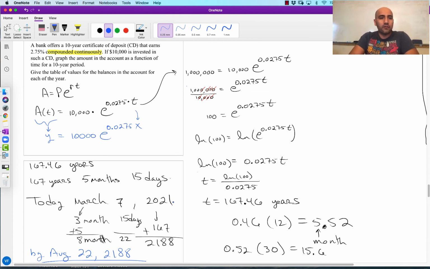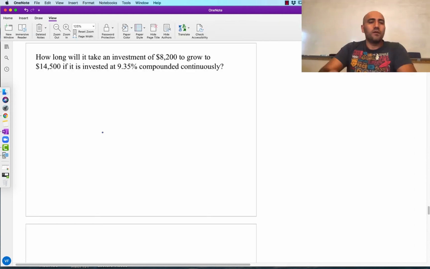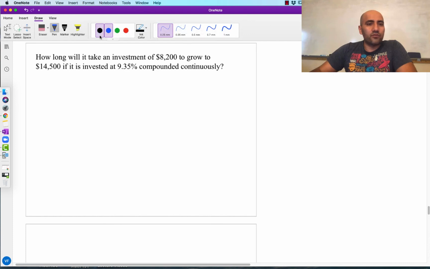Okay, let's do another example. How long will it take an investment of $8,200 to grow to $14,500 if it is invested at 9.35% compounded continuously? This is a very similar example to the one we've just done.